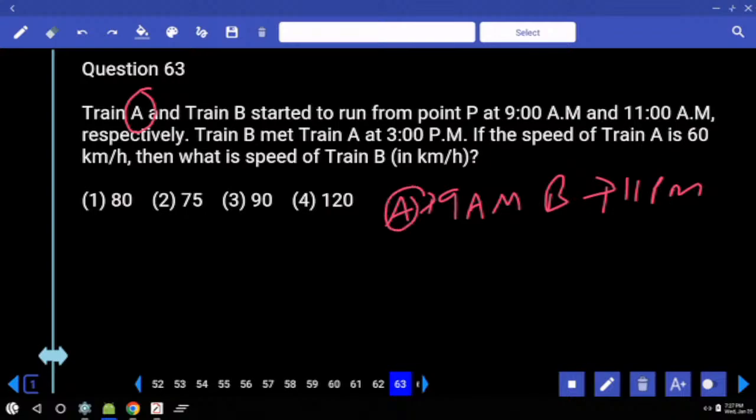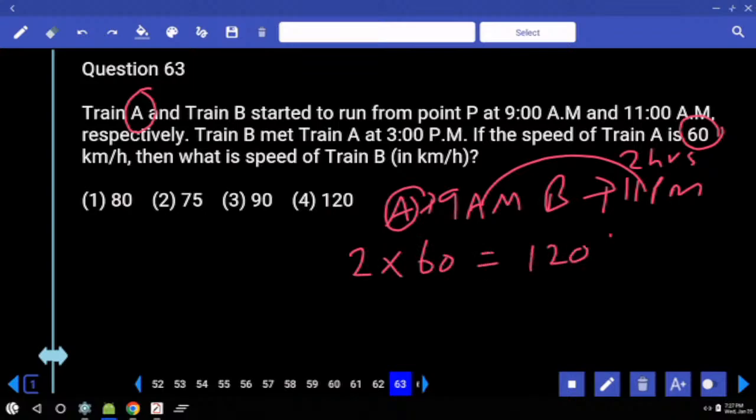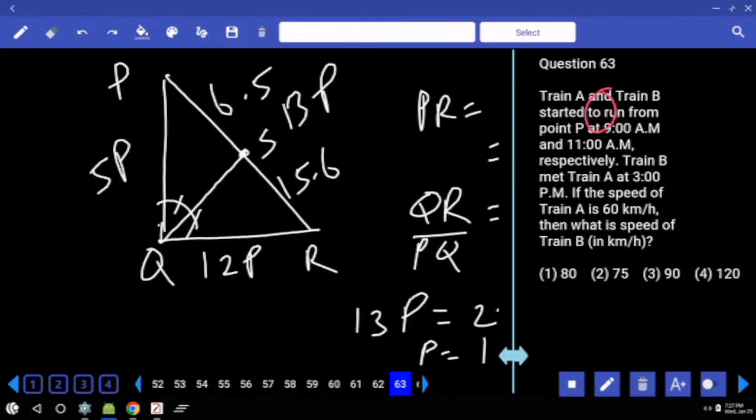Only train A has traveled for this how many hours? And what is the speed of train A? 2 into 60, which is 120 kilometers. This is the distance already traveled by A. Now this train B has to cover how much distance?